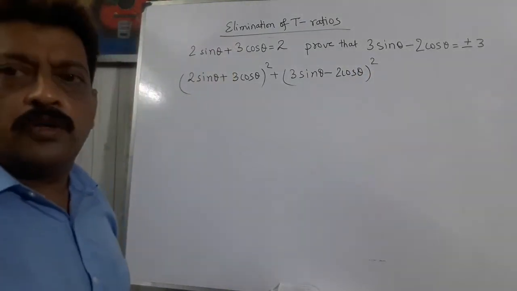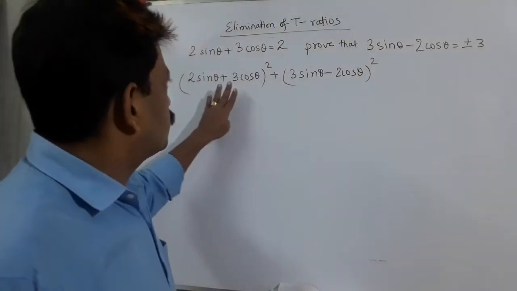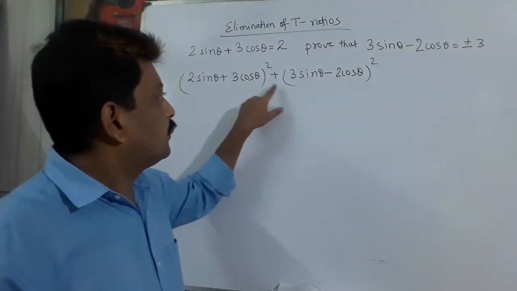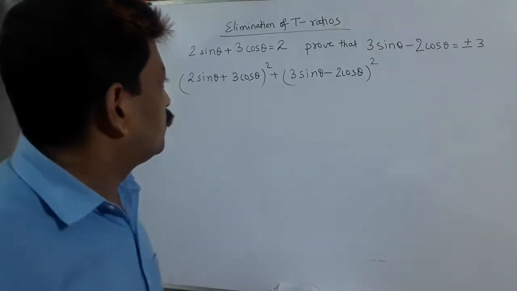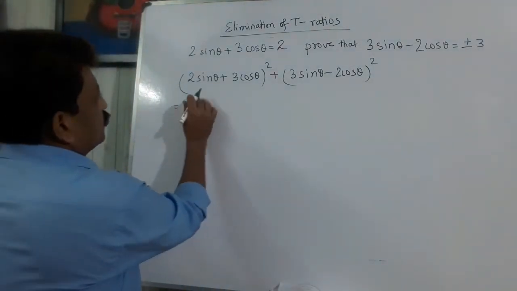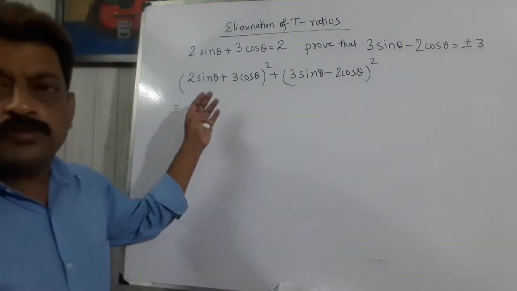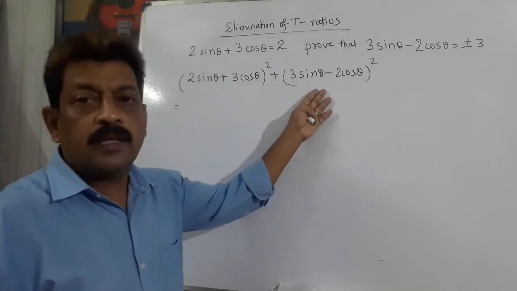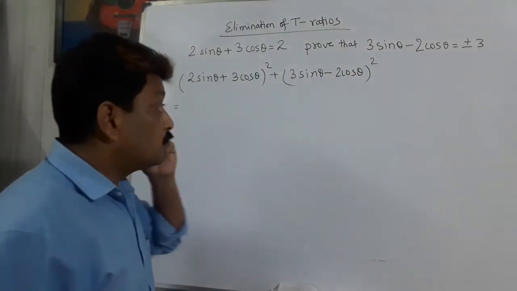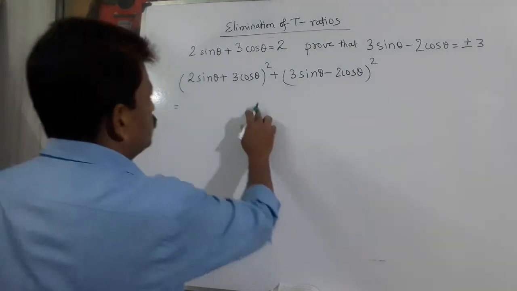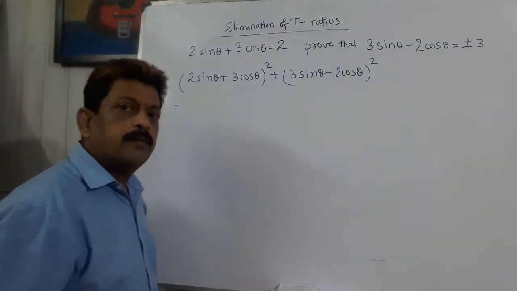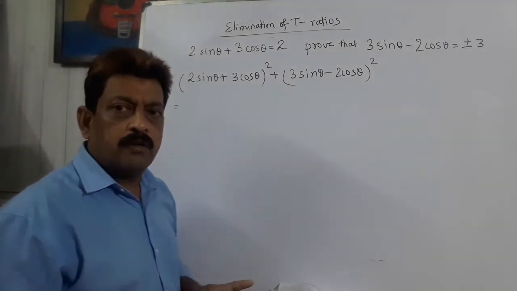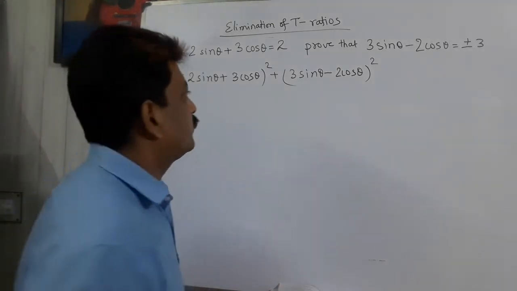In this type of sum, generally what we have to do is find the square of the given part and the square of the question part and add them. So let us see after adding what we get. Here we are going to use the formula (a plus b) whole square, and here it is (a minus b) whole square. You all know (a plus b) whole square means a square plus 2ab plus b square. Similarly, (a minus b) whole square means a square minus 2ab plus b square.